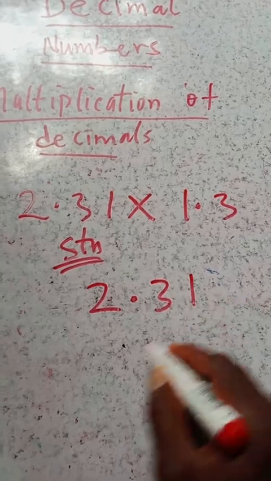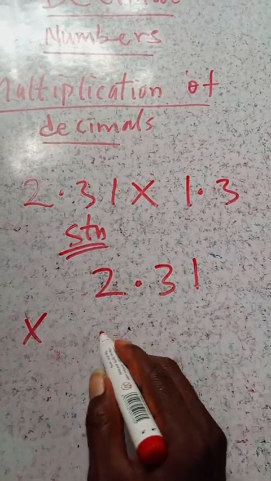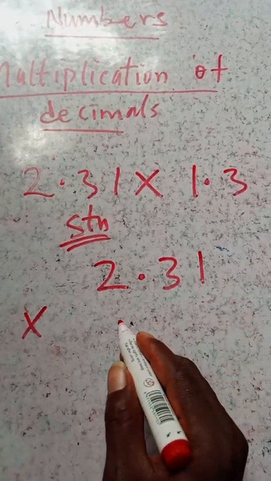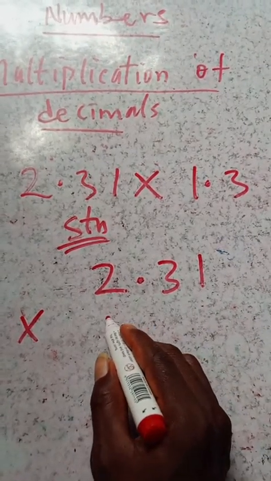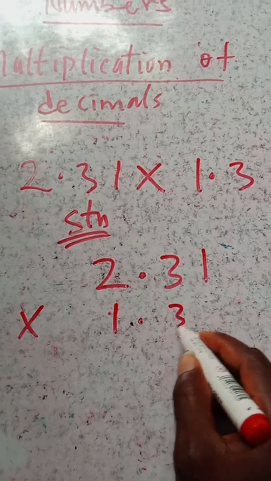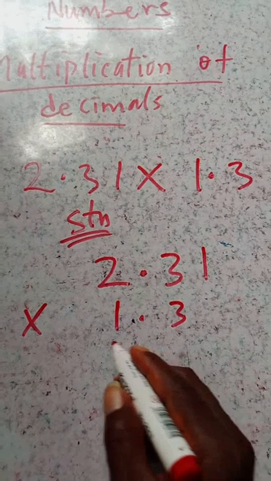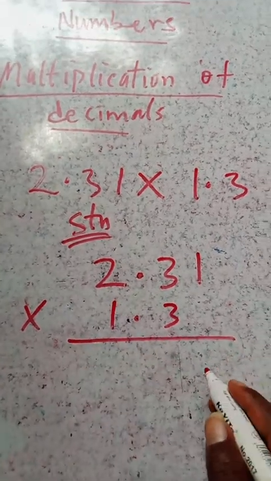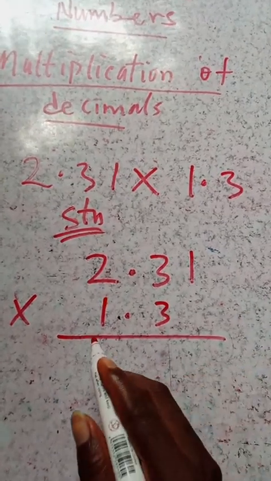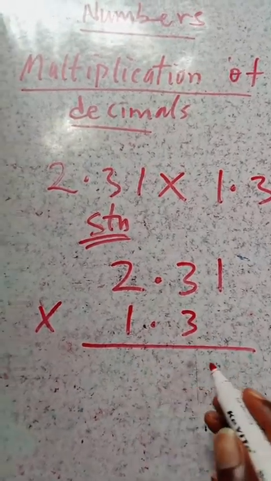2.31, okay? Then times what? Just write the number, maybe under the numbers. This is 1.3. You can write it like this, anyhow you want to write it, depending on how you are going to arrange your work. So you write 2.31 times 1.3.